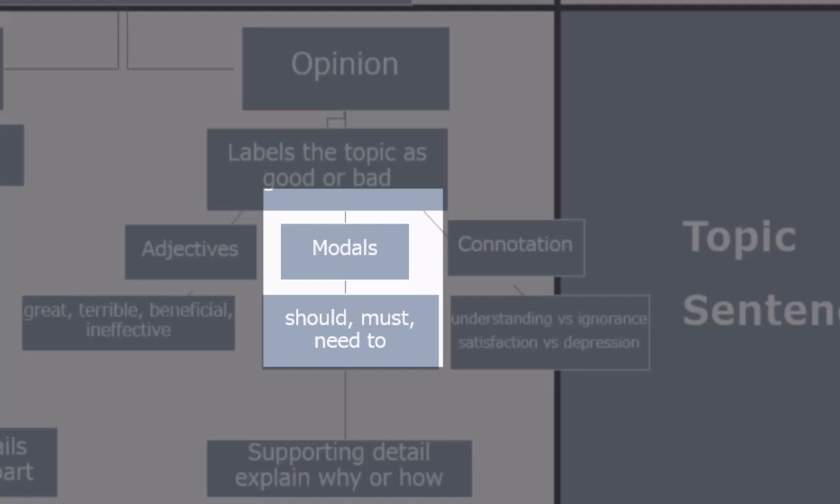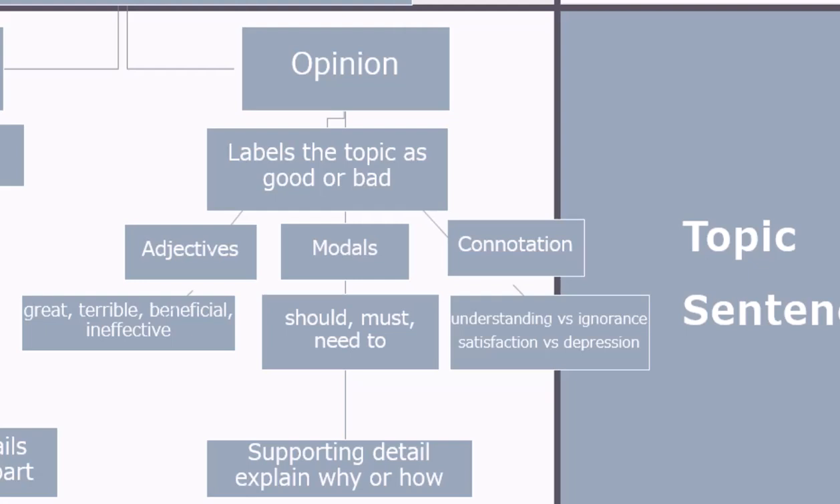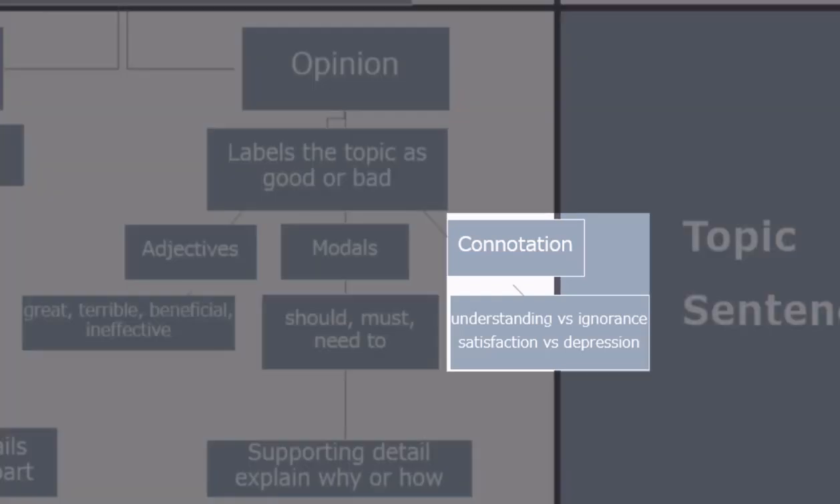Other words that can be used less commonly are must and need to. And then the third way is through connotation. We talked about connotation in the vocabulary section. It doesn't have to be an adjective, basically. We have words that, through their meaning or how they're used, how people understand them, usually have some positive feeling or negative feeling. Here are a couple examples.